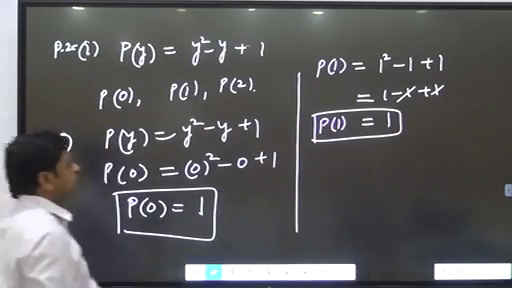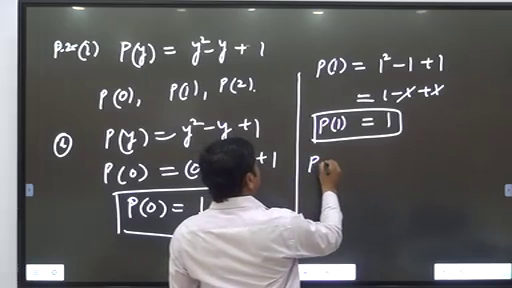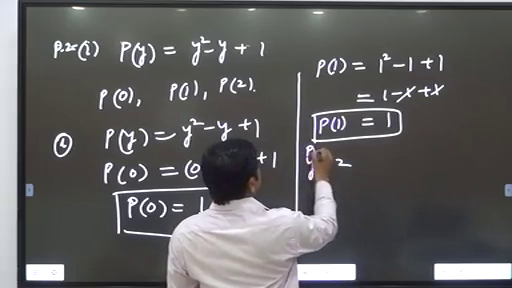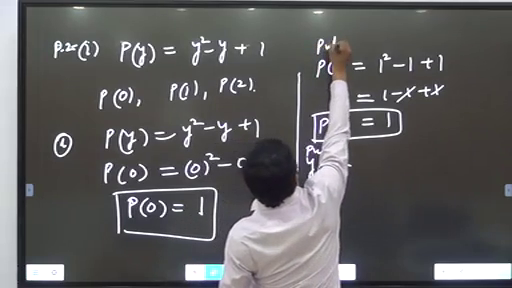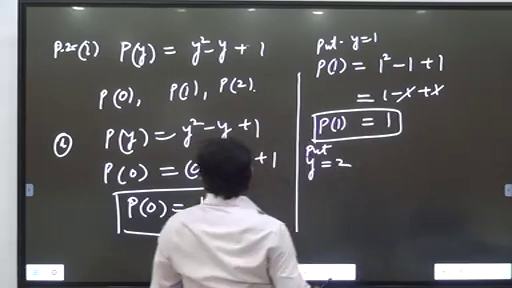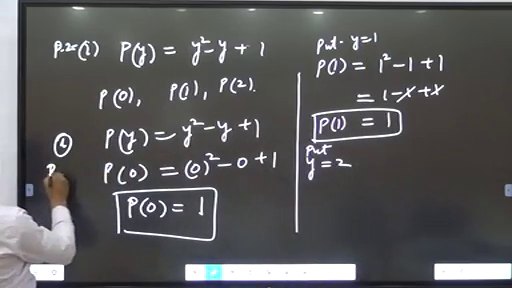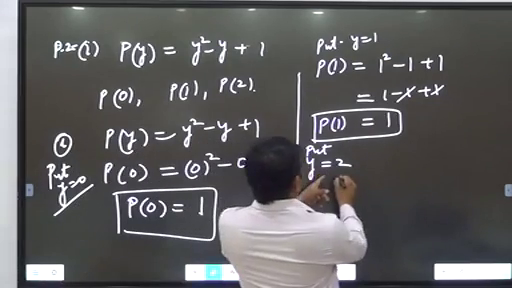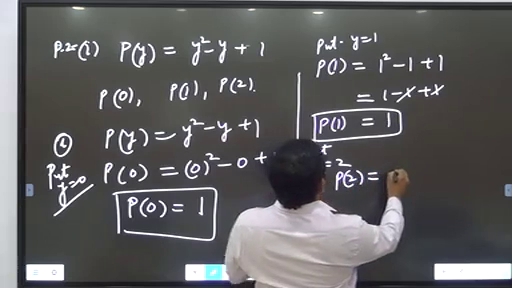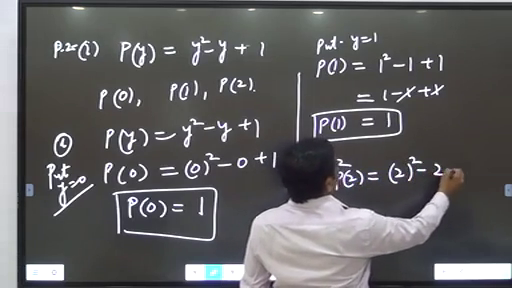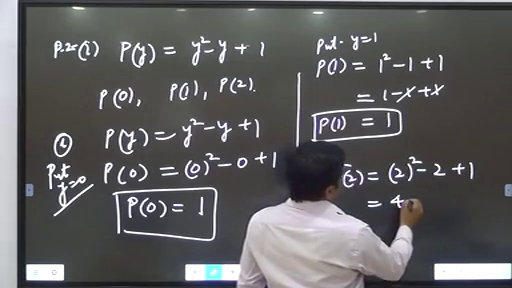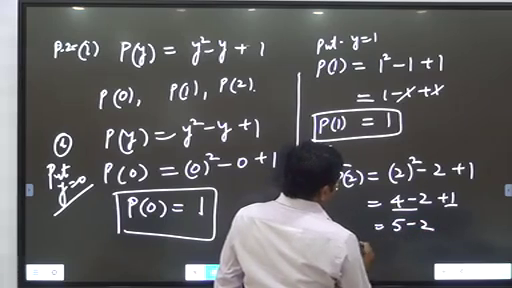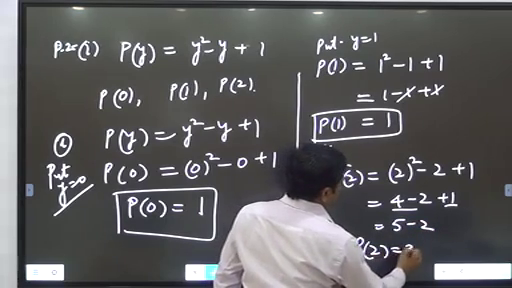And the third one is p(2). So for p(2), put y equal to 2. So p(2) is equal to 2 square minus 2 plus 1, which is equal to 4 minus 2 plus 1, that is 5 minus 2. So p(2) must be equal to 3.